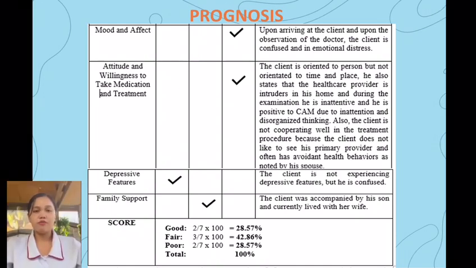In the poor category, the mood and affect are poor because the client is confused and in emotional distress. And the attitude and the willingness to take medication and treatment are also poor because the client is not oriented to time and place. He also states that the healthcare provider is an intruder in his home, and during the examination he is inattentive and positive to CAM due to inattention and disorganized thinking. Also, the client is not cooperating well in the treatment procedure because the client does not like to see his primary provider and often has avoidant health behaviors as noted by his spouse. And overall, there is a total of 100%.